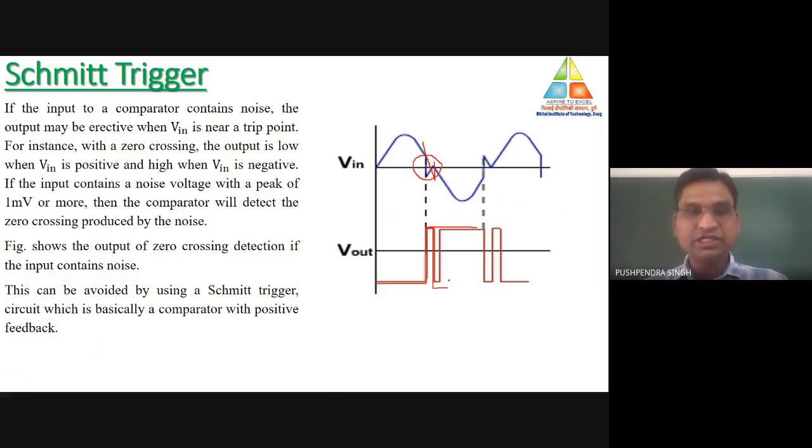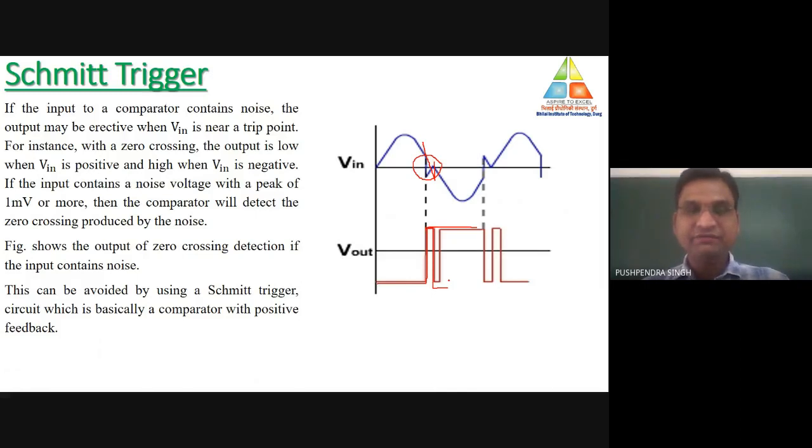So the zero crossing detector circuit was easily contaminated with noise, and due to that noise signal, an error was generated in the output of the zero crossing detector. That error can be minimized with the help of another kind of circuit, called the Schmitt trigger circuit.